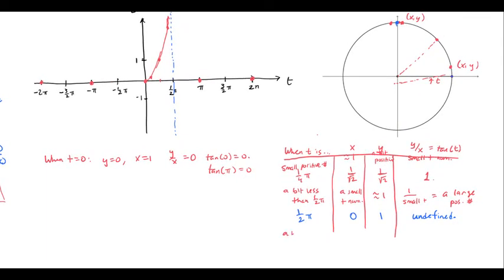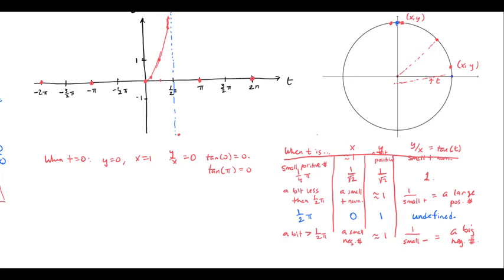So when t is a bit greater than 1/2 of pi, my x is a small negative number, and y is approximately 1. Not exactly 1, but close. So if I divide 1 by a small negative number, I get a big negative number. That is something that's very negative. So I'm going to get a point on the graph that is somewhere down here. T is a bit greater than 1/2 of pi, and the tangent of t is very, very low.